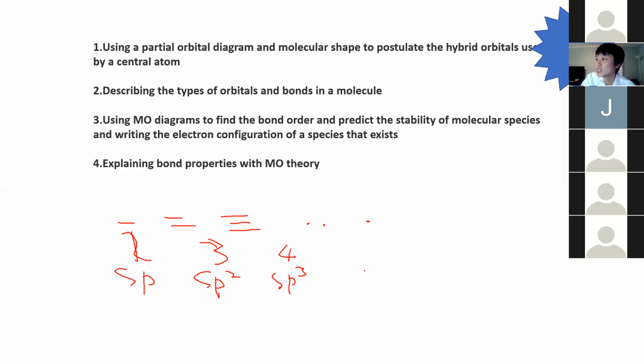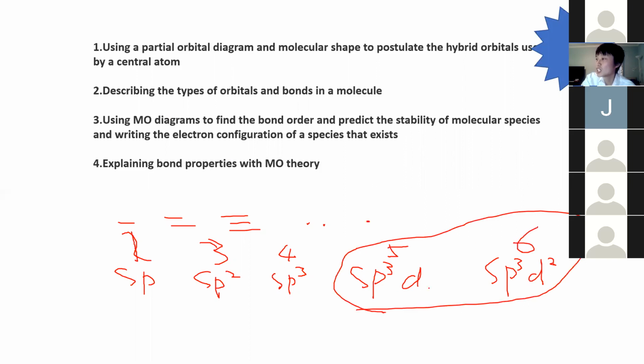Something we didn't do in the exercise, and I don't ask you to draw, are those with d orbitals involved, sp3d and sp3d2. Those are with 5 or 6 electron groups around, and those only apply to a central atom which has d orbitals, so it must be in row 4 or even higher.